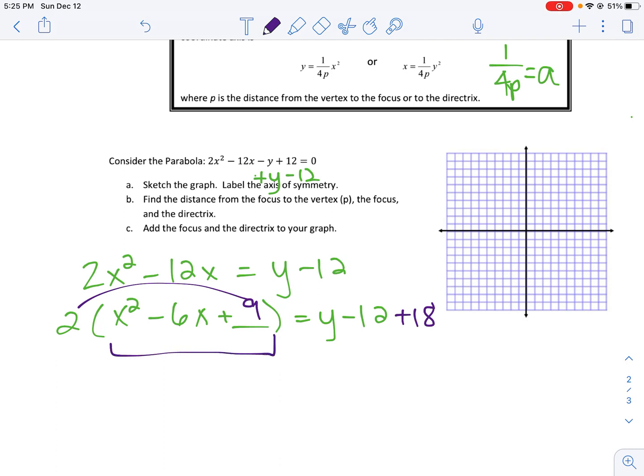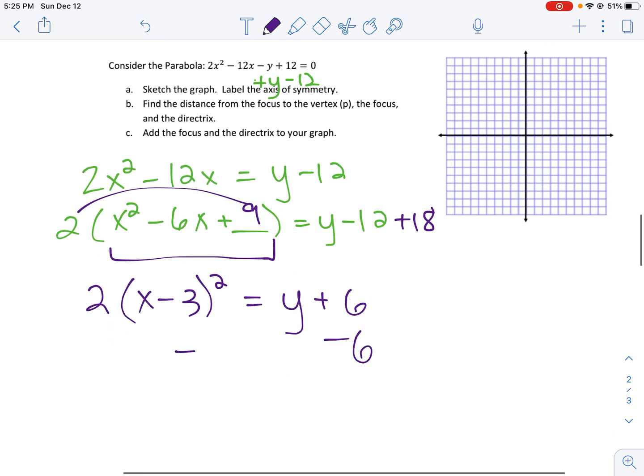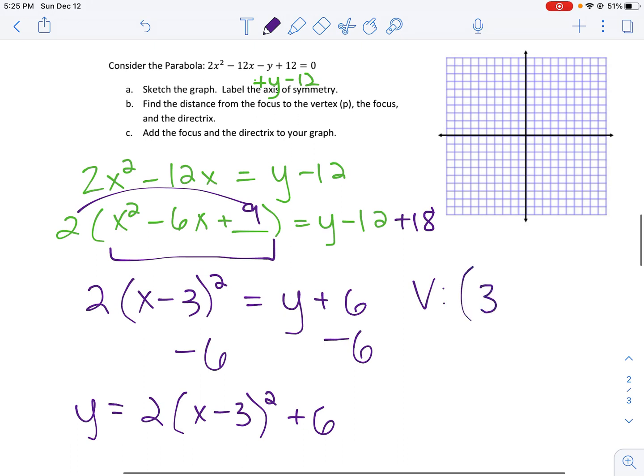So x squared minus 6x plus 9 factors to x minus 3 squared. And then I have that y plus 6 on the other side. So I'm going to subtract that 6, and I get y equals 2, x minus 3 squared plus 6. So my vertex is at 3. Oh, I had a copy error here. This should be a -6. 3, -6. And then when I graph, I've got a dilation of 2 here.